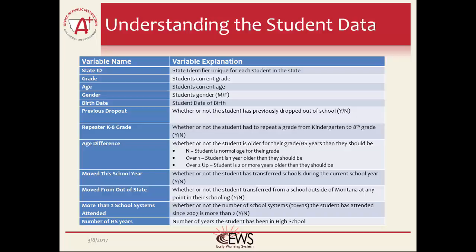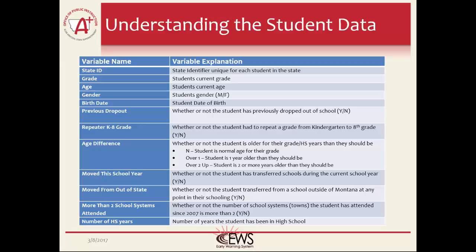This slide shows the variables that are already in GEMS that the user doesn't need to upload. Most of the variables are self-explanatory, but there are a few to take note of. The first one is the age difference. This variable only has 3 possible results: N, over 1, and over 2 up. N means the student is the normal age or younger for their grade. Over 1 designates that the student is 1 year older than is normal for that grade. Over 2 up means the student is 2 or more years older than is normal for their grade.